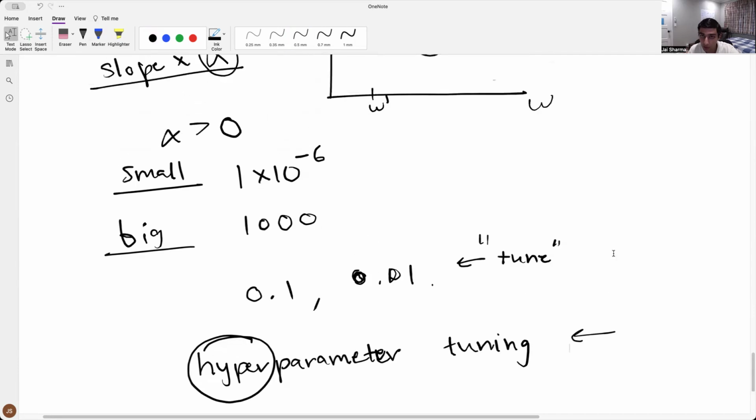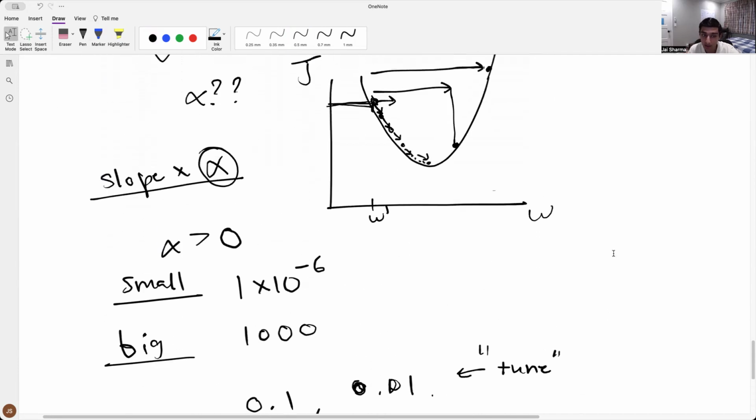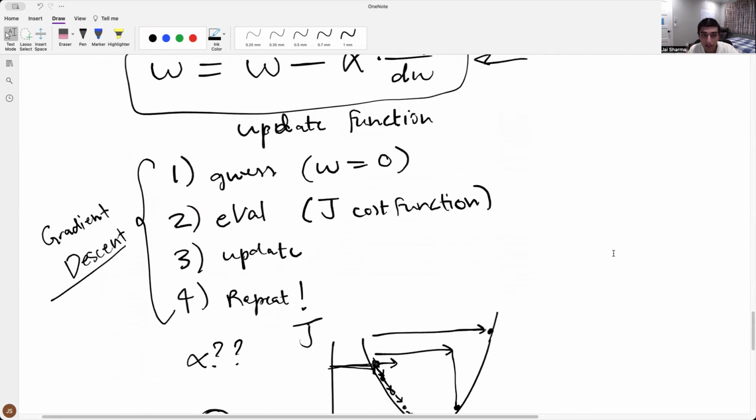And so now that I've explained a little bit about hyperparameter tuning and the value of alpha, I think that's it for this video.